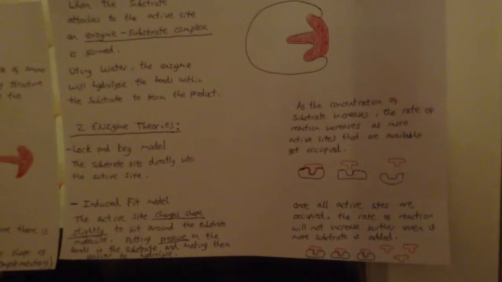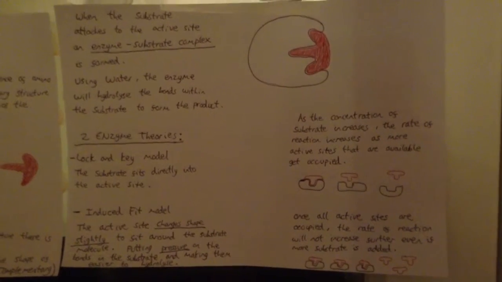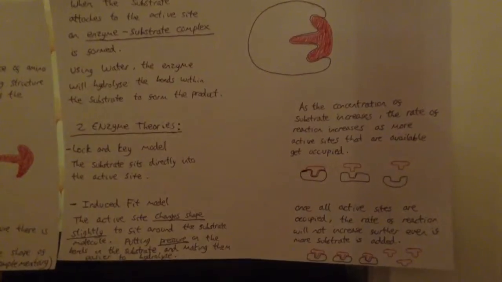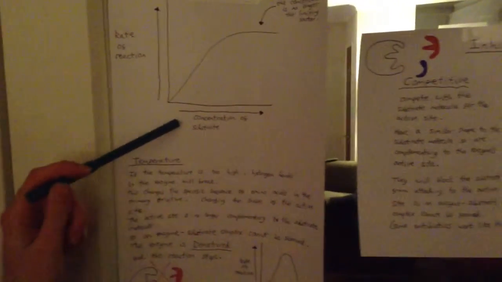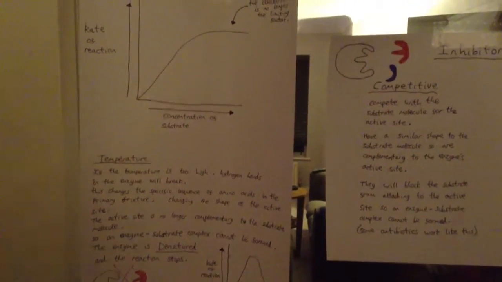So you can't have two molecules in one active site. That doesn't work. You need one molecule per active site. That's how it works. And here there is a graph to demonstrate it. And this is probably a graph you may find in the exam.